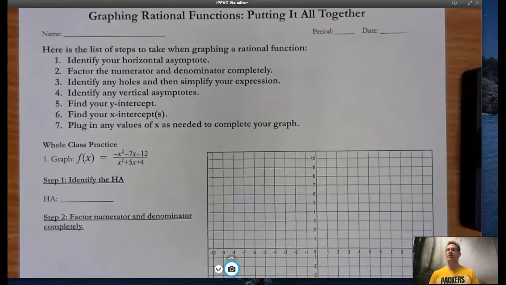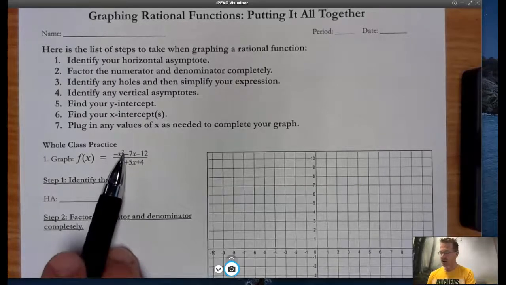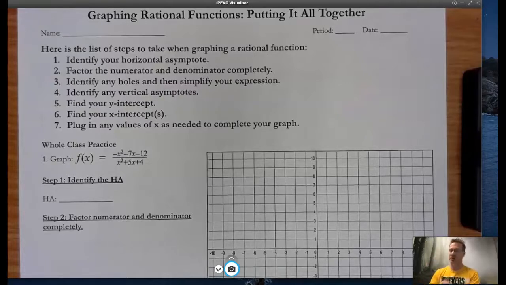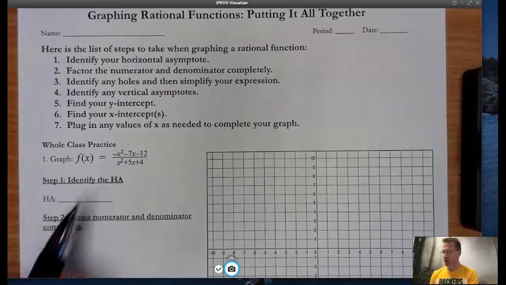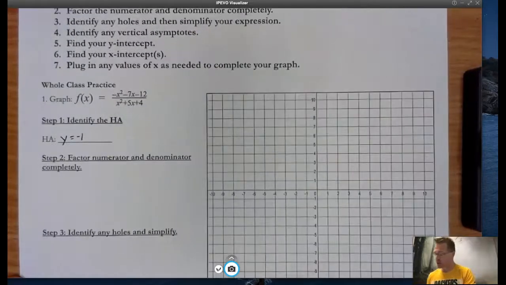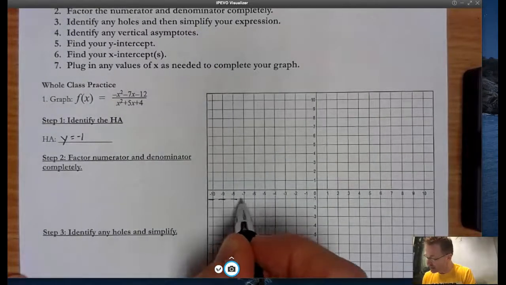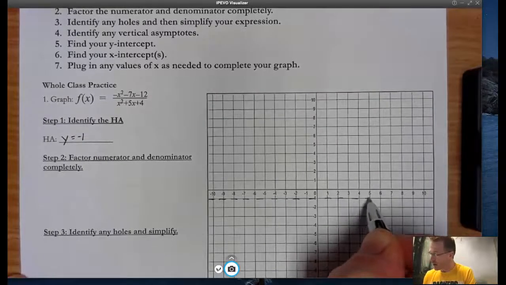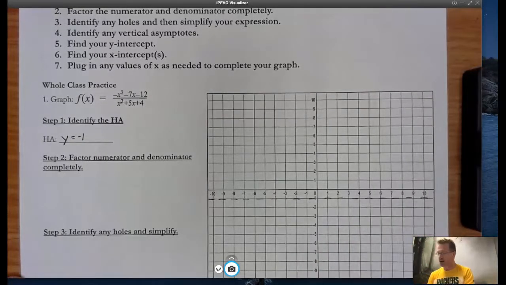Now remember, when we do this, we're going to compare the degree of the numerator to the degree of the denominator. In this case, we have a second degree over a second degree, so those are the same. When the degrees of the numerator and the denominator are the same, we will have a horizontal asymptote, and it will be equal to the ratio of those leading coefficients. So in this case, we have negative 1 to 1, so our horizontal asymptote is going to be y equals negative 1. What I'm going to do right now is sketch that on our graph here. So y equals negative 1. There's the first step in our process.